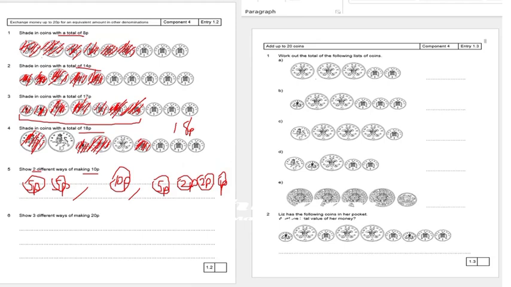Question number 6, show 3 different ways of making 20p. Well, I can get a 20p coin, which is in the form of a hexagon, I believe, or an octagon, sorry. I can have 10p and 10p, and then I can have 4 5 pence coins.